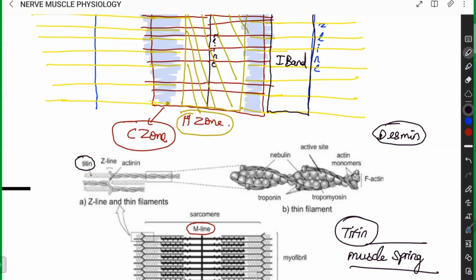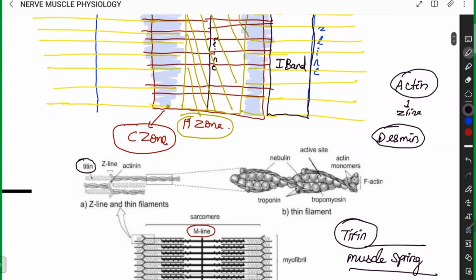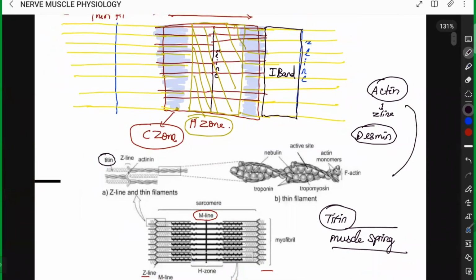Then what is actinin going to do? Actinin is another structural protein that binds the actin to your Z line. So you have actin and myosin 2 protein, which I'm going to discuss now. Before moving to that, you have actin. This actin is going to be connected to the Z line by a protein called actinin.